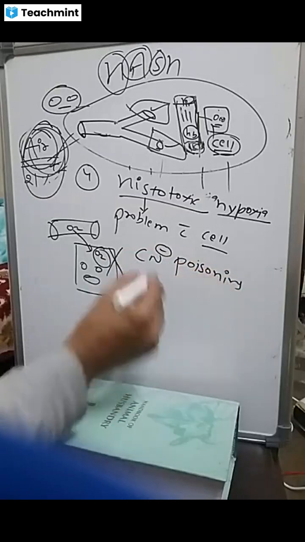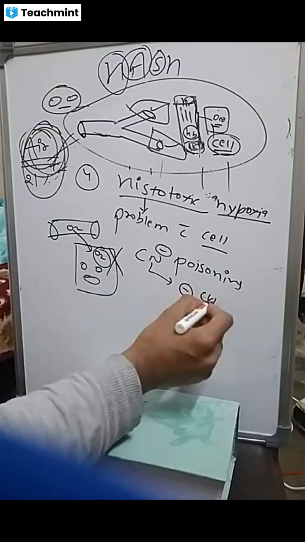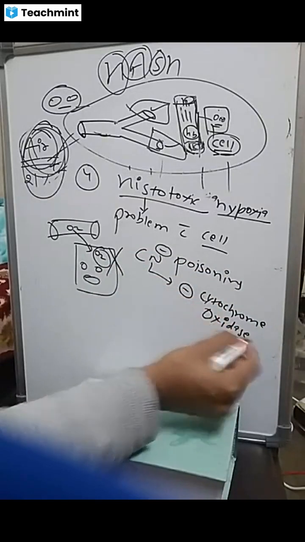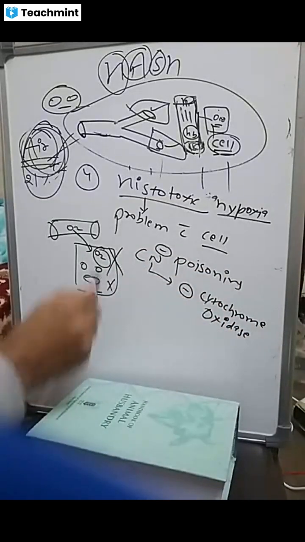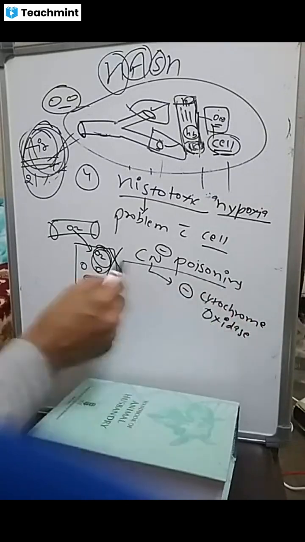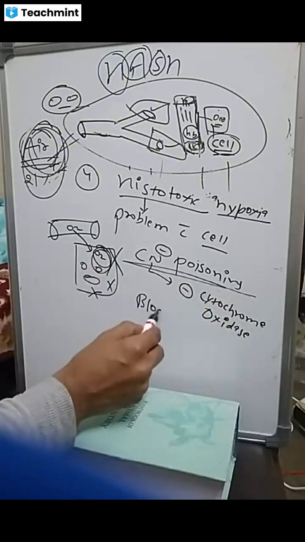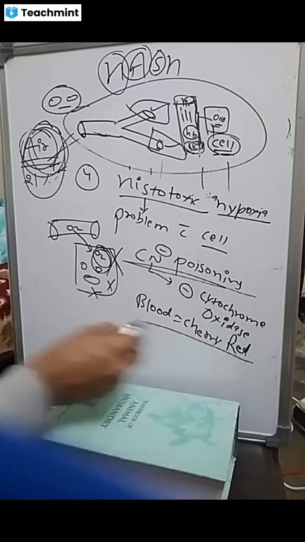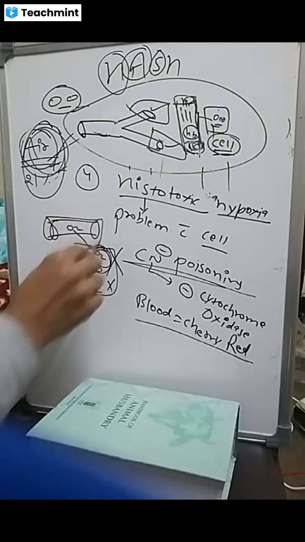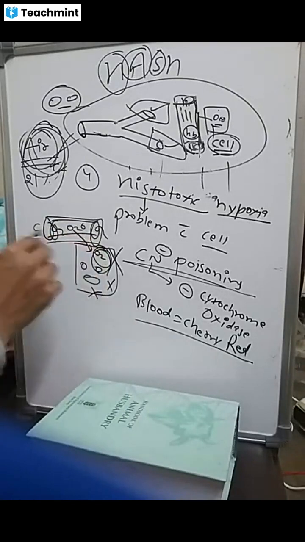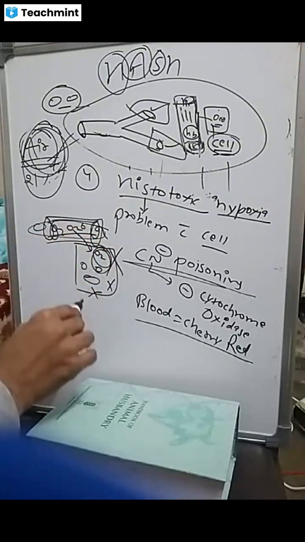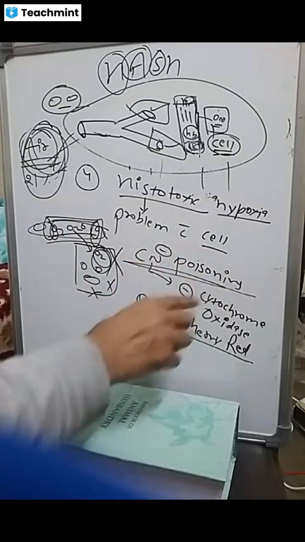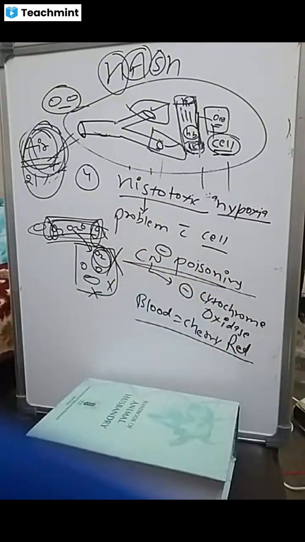In case of cyanide poisoning, it inhibits cytochrome oxidase. Therefore, the cell will not be able to utilize the oxygen. And in cyanide poisoning, blood becomes cherry red in color because this blood is filled with oxygen. Lot of oxygen is there, but cells are unable to use it because the enzyme which uses oxygen is blocked by the cyanide poisoning.